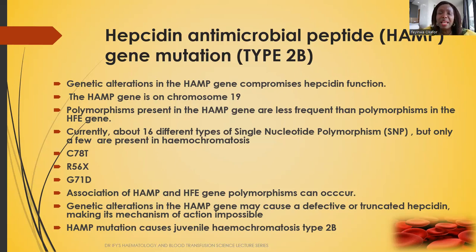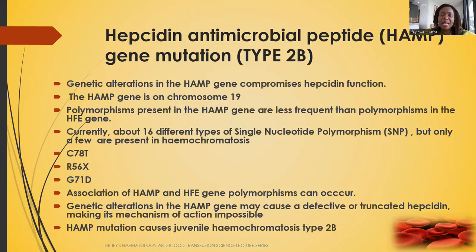Genetic alteration in the HAMP gene compromises hepcidin function. Because you remember when we were treating iron regulation, we said that the production of hepcidin is regulated by a gene called the hepcidin antimicrobial peptide gene. So alteration in this gene will definitely do what? Affect hepcidin function. The HAMP gene is located on chromosome 19.